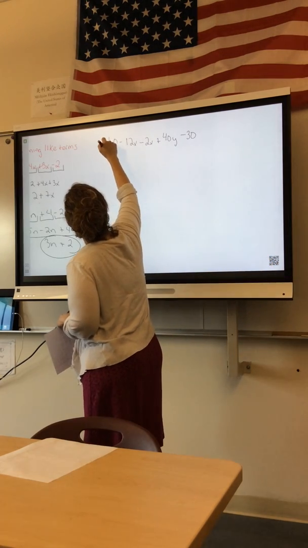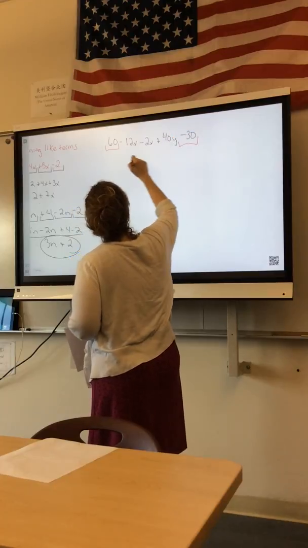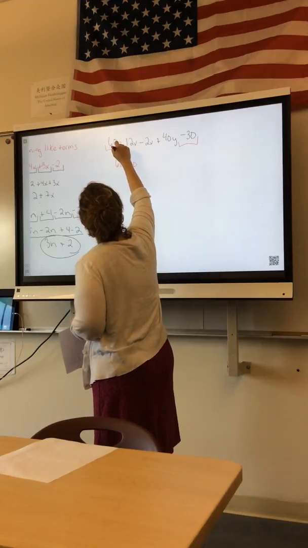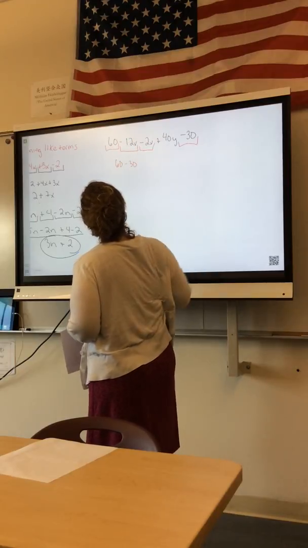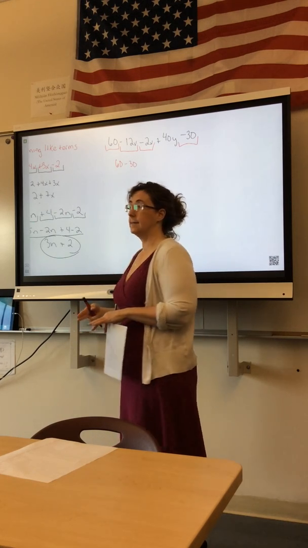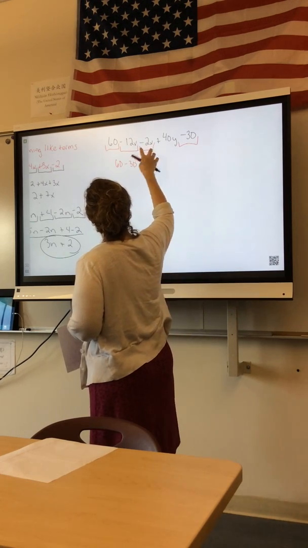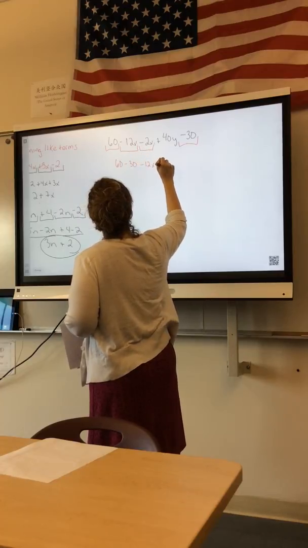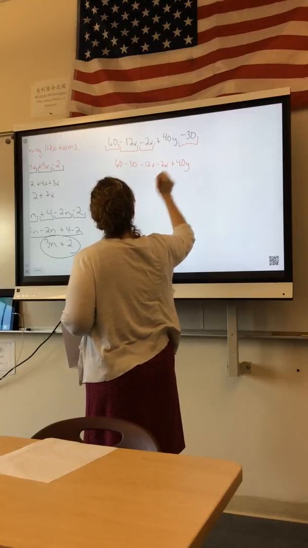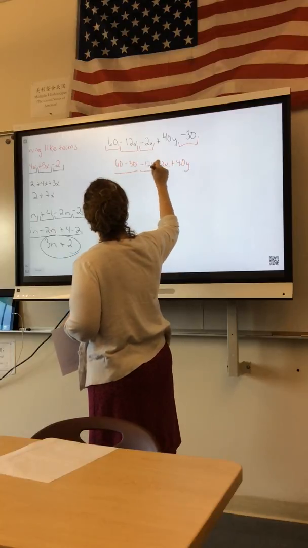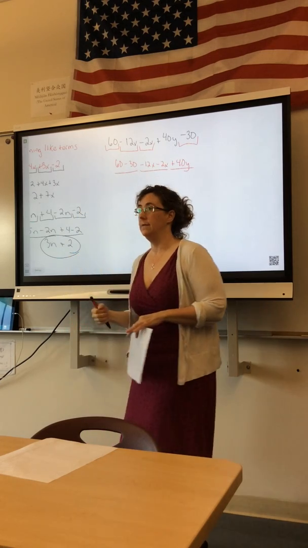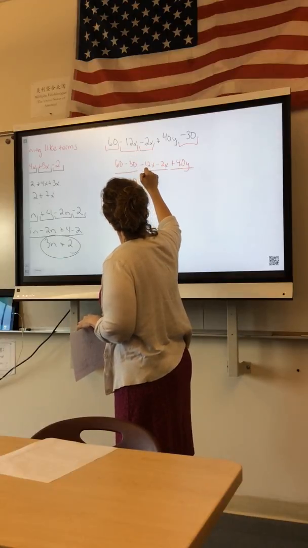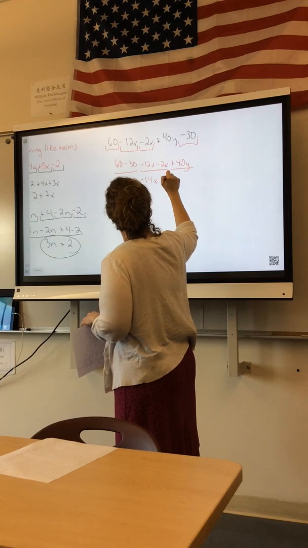So I identified, I have a positive 60 and a negative 30. Put those together. I have a negative 12x and a negative 2x. They're already together, so I don't need to move them around. And then a 40y. These I can combine, those I can combine, and that one stays by itself. So 60 minus 30 is 30, minus 14x, plus 40y.